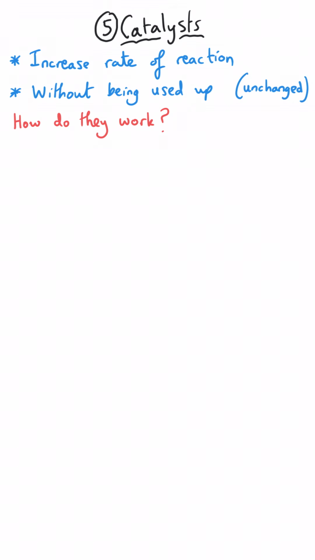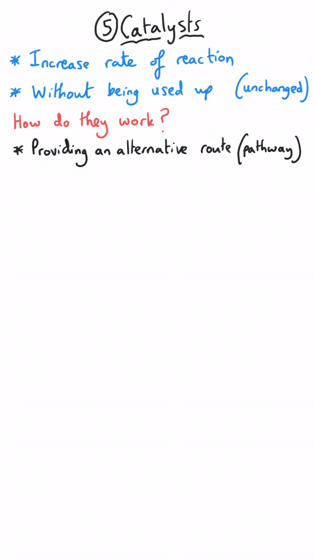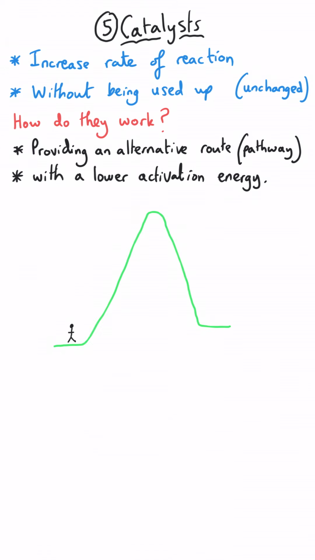Catalysts work by providing a different pathway or an alternative route for the reaction to occur, and this pathway has got a lower activation energy. A nice metaphor for this is if we imagine a person on one side of a hill and they need to walk over the other side of the hill. In order to do that, they need to put in some energy to get to the top of the hill before they can get to the other side.